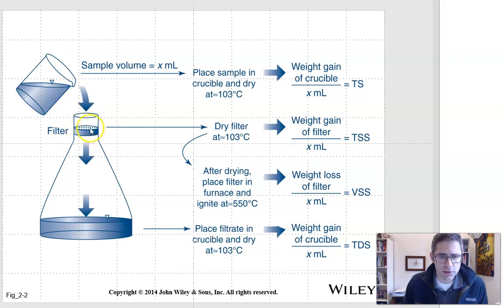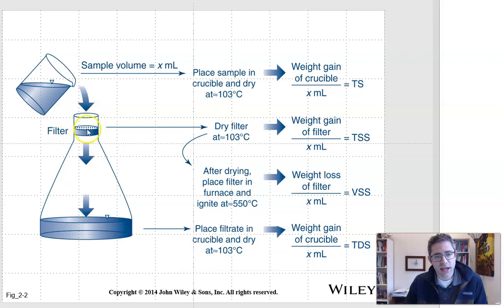And the filter we use is typically called a 0.45 micron filter, 0.45 micrometers. That's the nominal pore size. So anything smaller than that will go through, and we consider that dissolved stuff is going to go through the filter. And suspended or particulate stuff is going to get stuck on the filter.